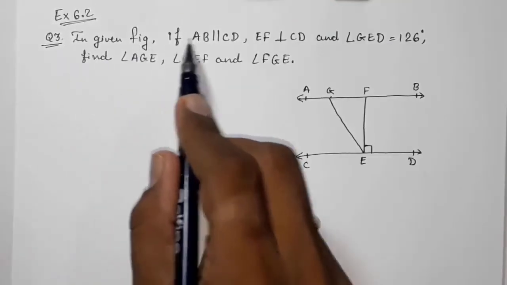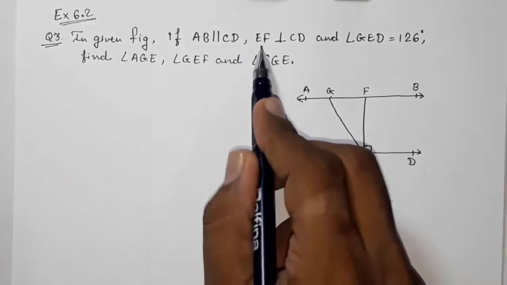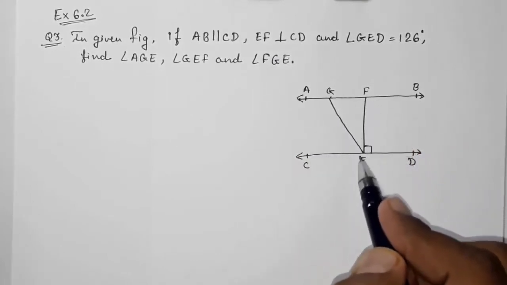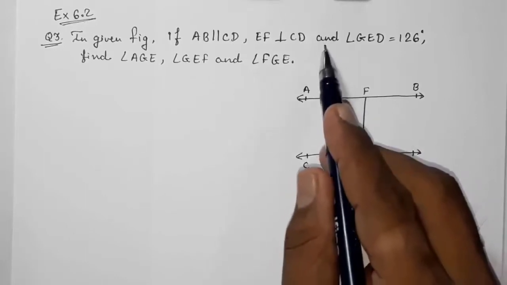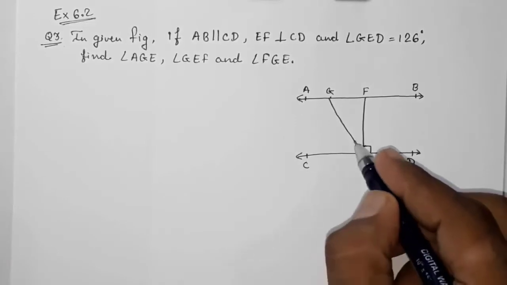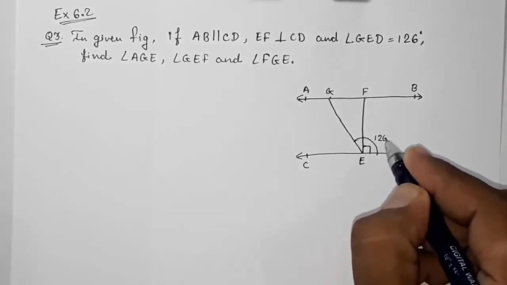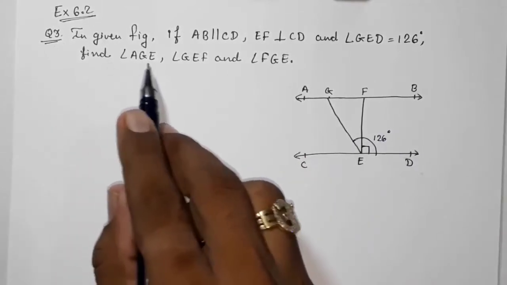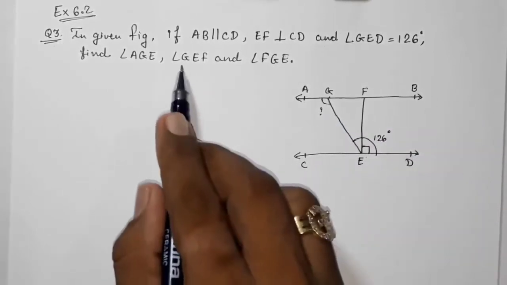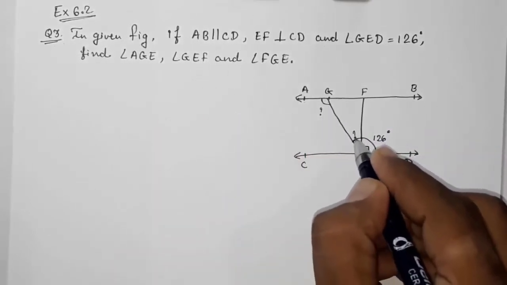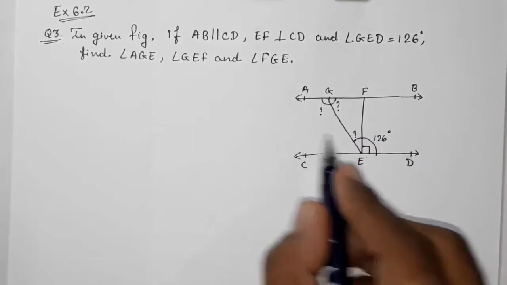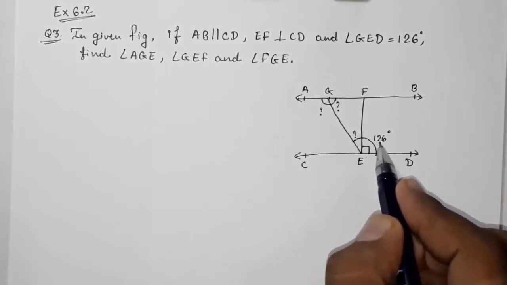In the given figure, if AB is parallel to CD, EF is perpendicular to CD, means this AB is parallel to CD and EF is perpendicular to CD. Angle GED is equal to 126 degrees. So GED, this angle is 126 degrees. Find angle AGE. AGE means we have to find out this angle, then GEF this angle, and then FGE means this angle. These all three angles we have to find out, and they have given us this 126.